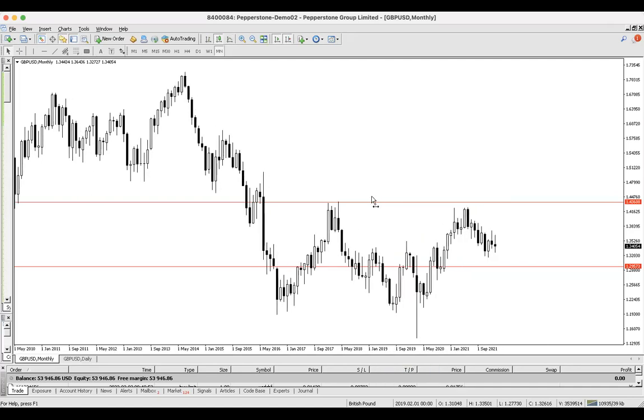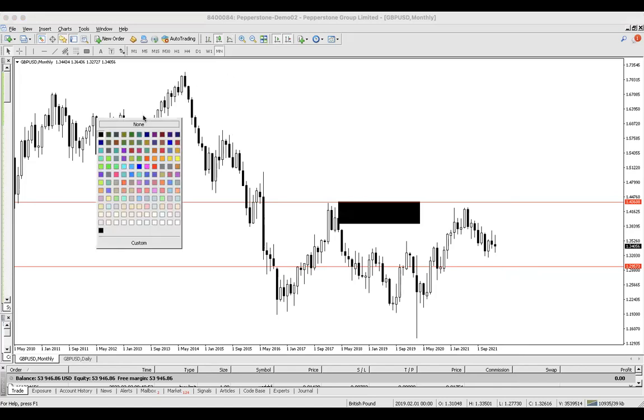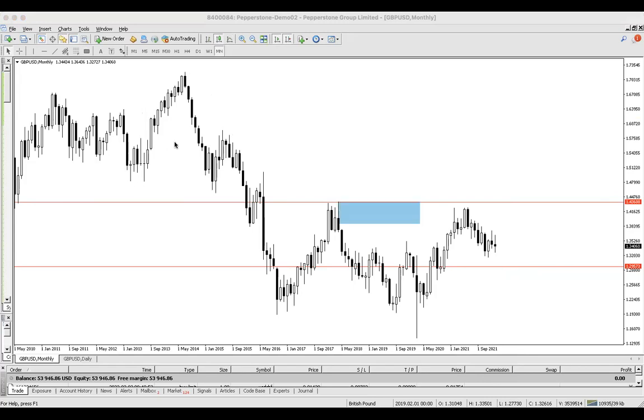Okay. It's the object list. Okay. I wanted a nice color that's transparent. All right. So this is where price last turned. Okay. So this is the monthly time frame. Okay. And again, price went down and turned here.